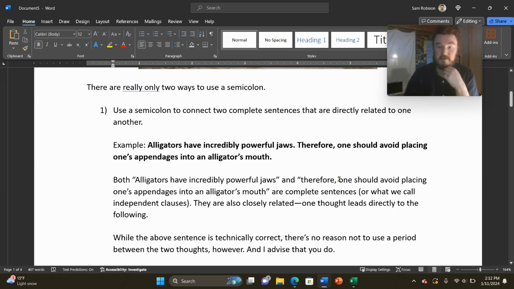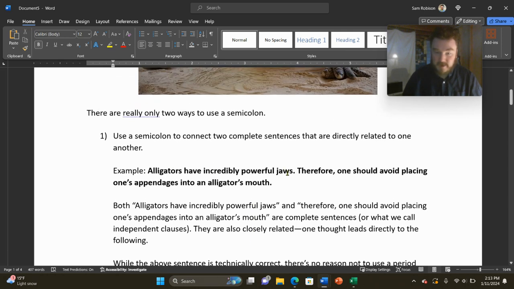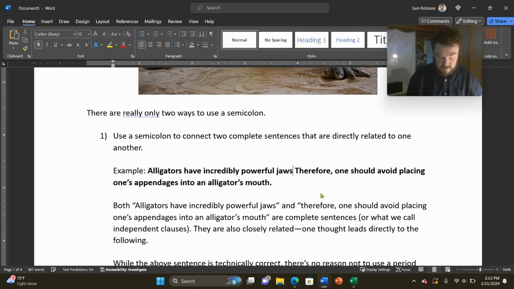So my example is here we have two sentences. Alligators have incredibly powerful jaws. Therefore, one should avoid placing one's appendages into an alligator's mouth. So these are both complete sentences and what we call independent clauses, right? They both have a subject and a verb. What's more is that they are closely related, right? One thought leads directly to the next, somewhat obviously. So, in a case like this, we can simply place a semicolon in the place of a period, right?